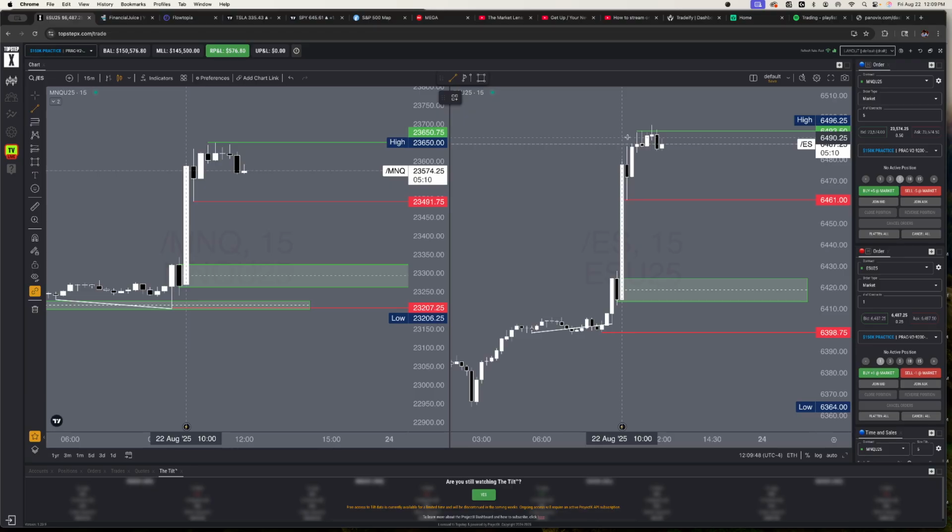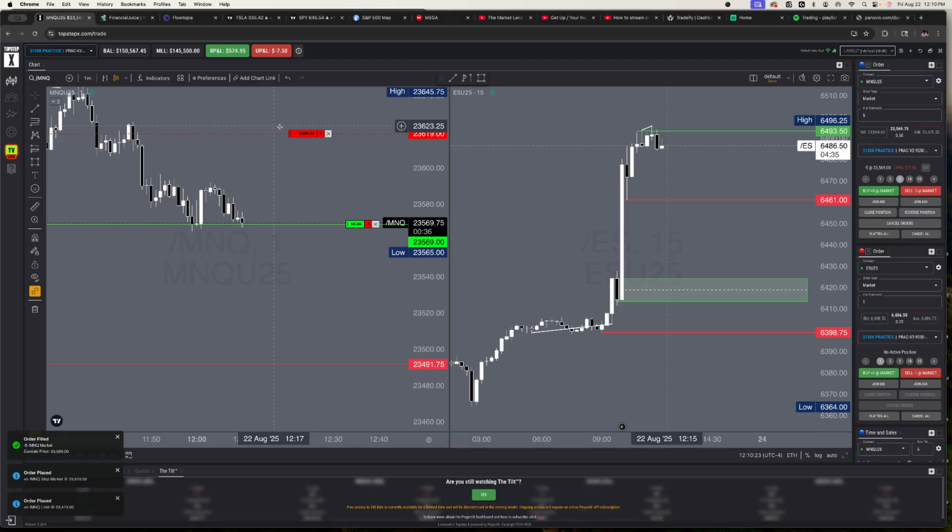All right, so again, SMTs are just part of the formula. They're not the whole formula. Okay, so we had this break of structure. Now we're pulling back down. Let's try shorts here just to see what happens. See if it continues down. We're very late into this one.